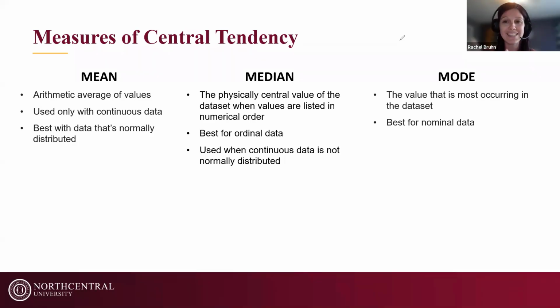This works really well, like I said, with nominal data. We can also use it for ordinal data, things like that. So these are the three measures of central tendency. When you're reporting these statistics, you want to make sure that you're choosing the appropriate one, usually first based on level of measurement. You don't want to report a mean, for example, if you have categorical data.